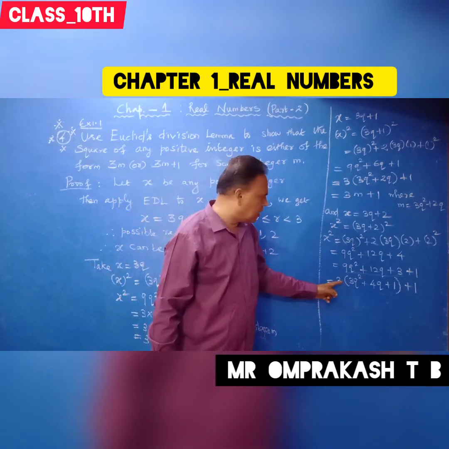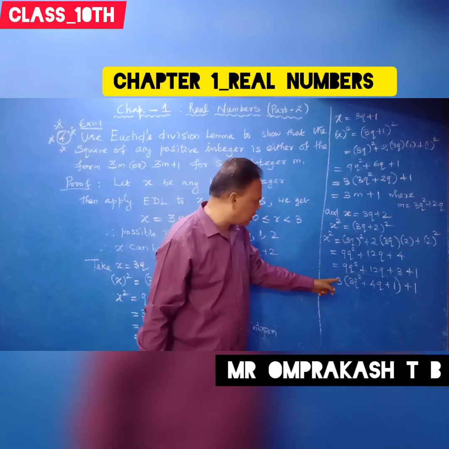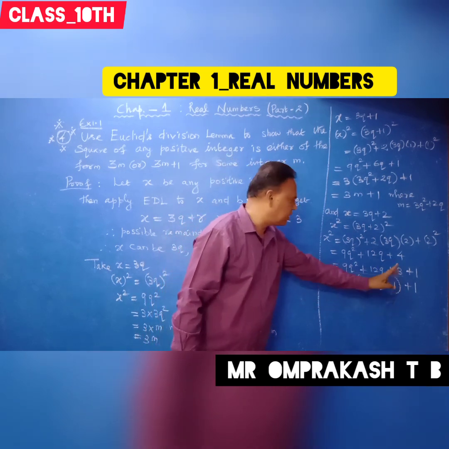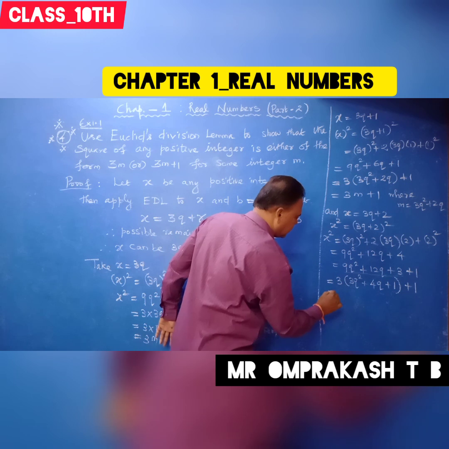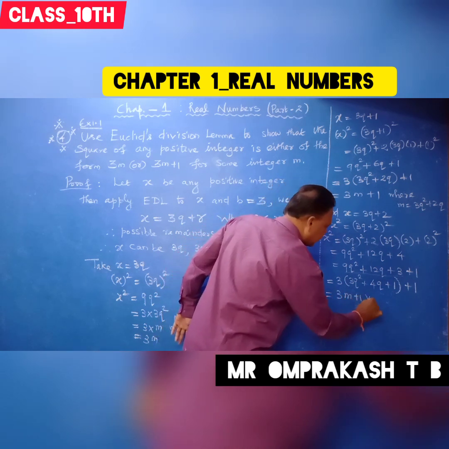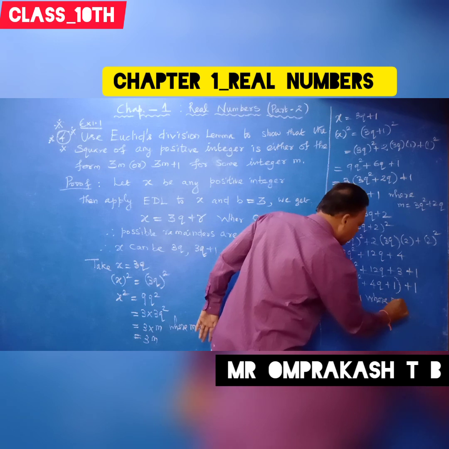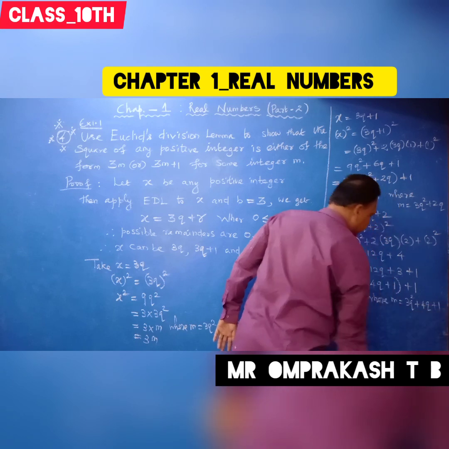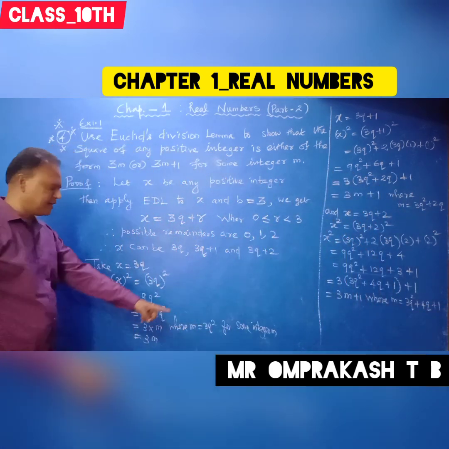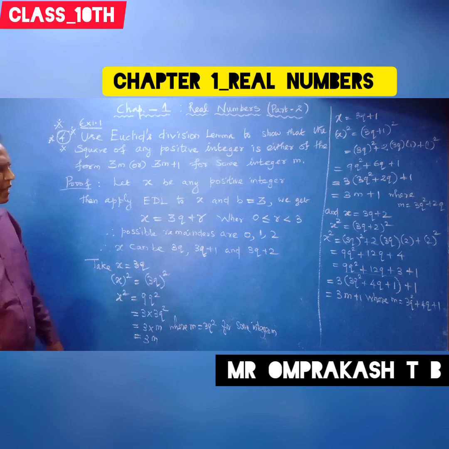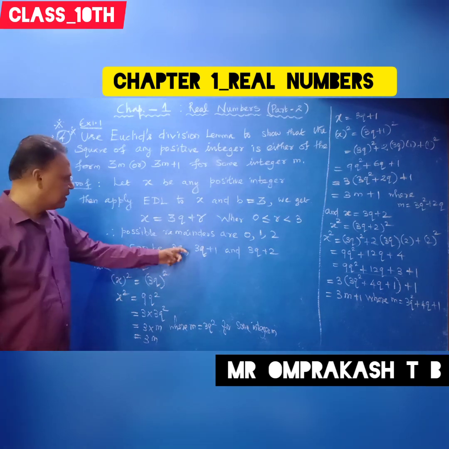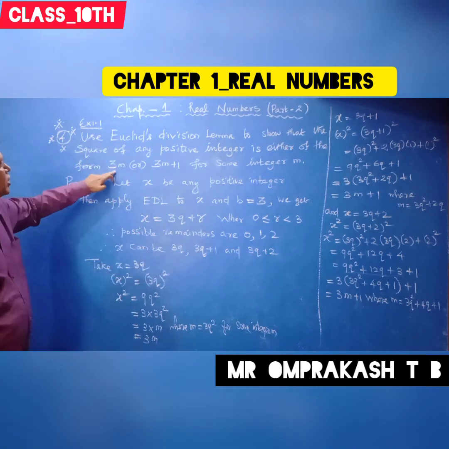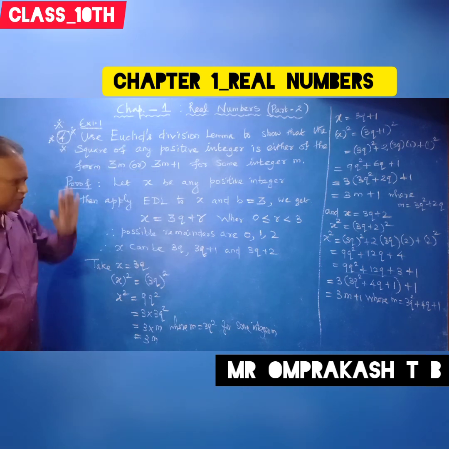So here you just multiply: 3 into 3 is 9 squared, 3 into 4 is 12, 3 into 1 is 3. Yes, correct. Therefore this can be written as 3m plus 1, where m is equal to 3q squared plus 4q plus 1. M is for some integer, written already. Clear? You see all the 3 numbers, 3q, 3q plus 1, 3q plus 2. When you take the square, you are getting only this form, 3m or 3m plus 1.